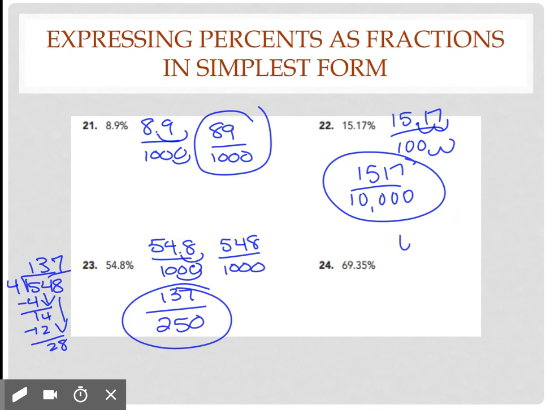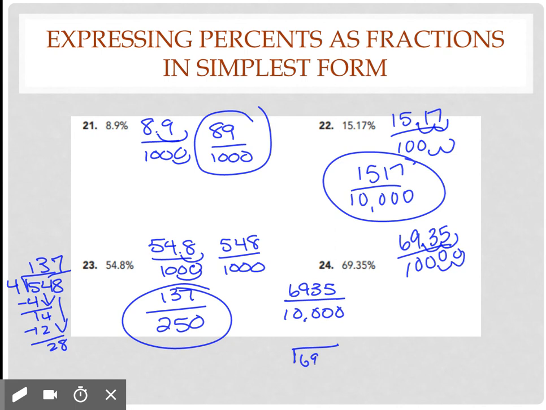And number 24, 69.35 over 100. Move your decimal 2 times, 2 times. So you should have gotten 6,935 over 10,000. Because the numerator ends in 5 and the denominator ends in 0, I know I can divide both by 5. So I'm going to start by doing 6,935 by 5.